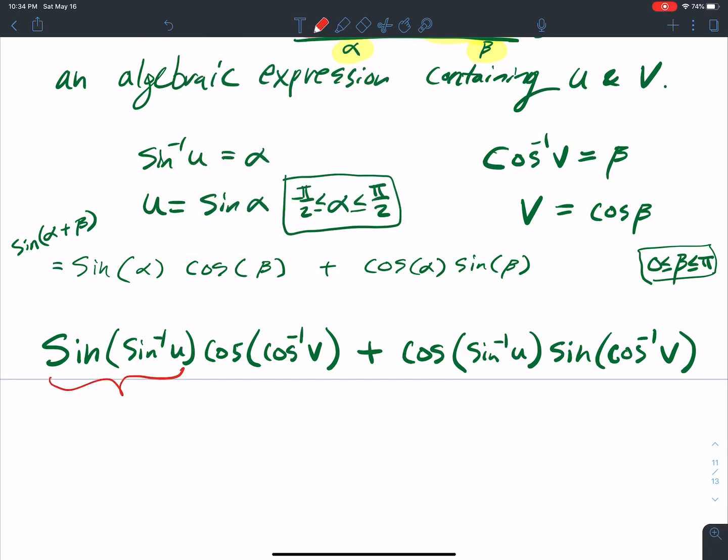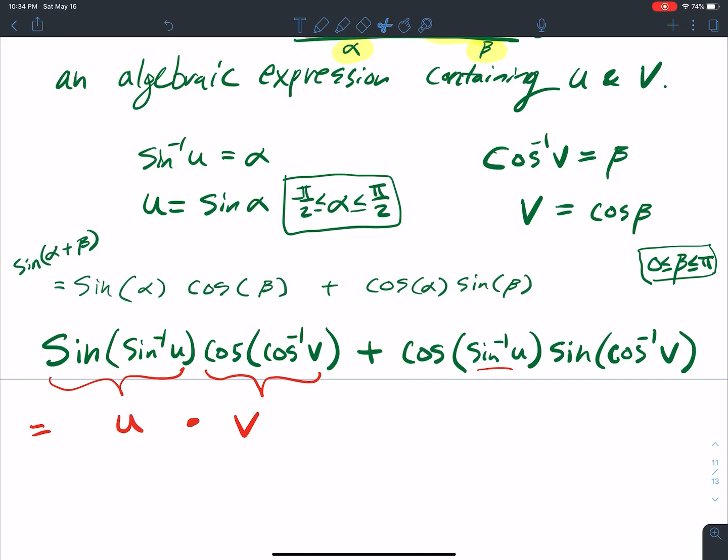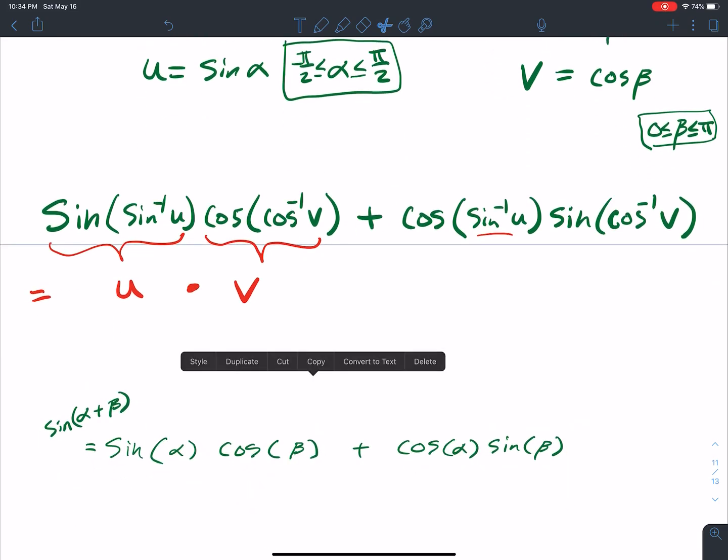So the sine of sine inverse of u is simply u. And the cosine of cosine inverse of v is simply v. So it's u times v. Okay? Now, this is where it gets a little tricky. The cosine of sine inverse u. Let me get rid of this because I didn't really need this. Maybe I'll put it down here.